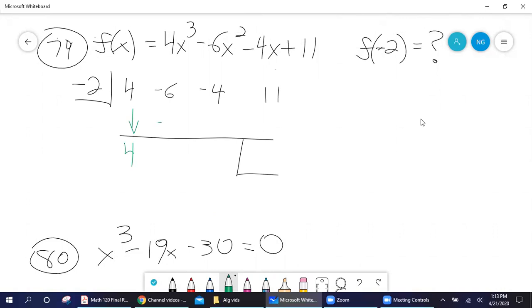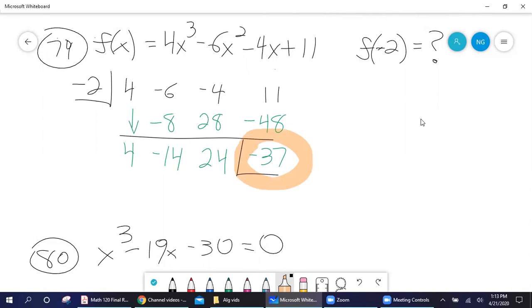So again, I multiply and add. I multiply and add. I multiply and add. And that's going to give me negative 37. That is my answer on this one. That is what f of negative 2 would equal.